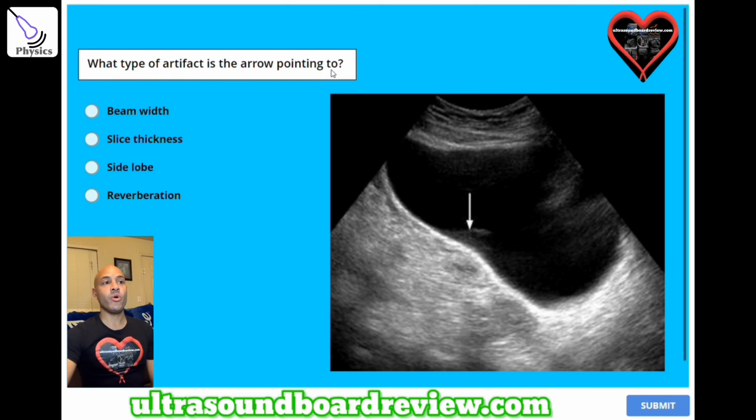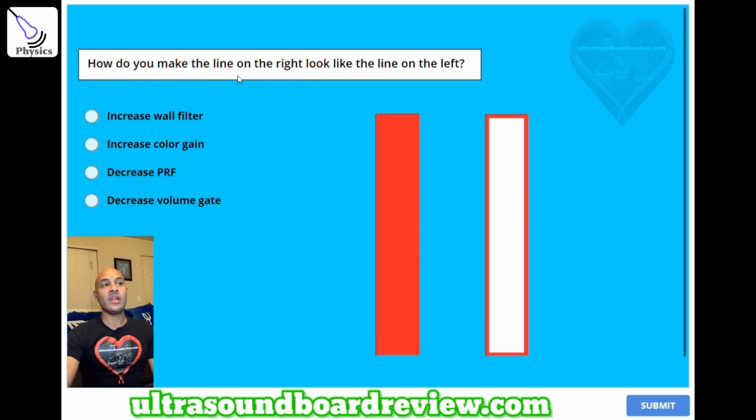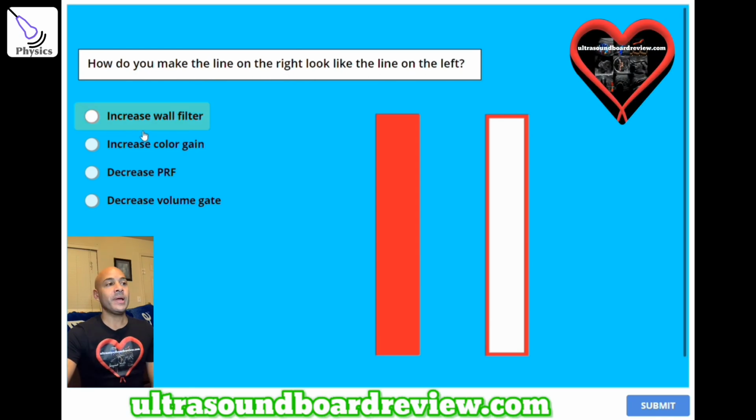What type of artifact is the arrow pointing to? A, beam width, B, slice thickness, C, side lobe, or D, reverberation? The answer is A, beam width. How do you make the line on the right look like the line on the left? A, increase wall filter, B, increase color gain, C, decrease PRF, or D, decrease volume gate?